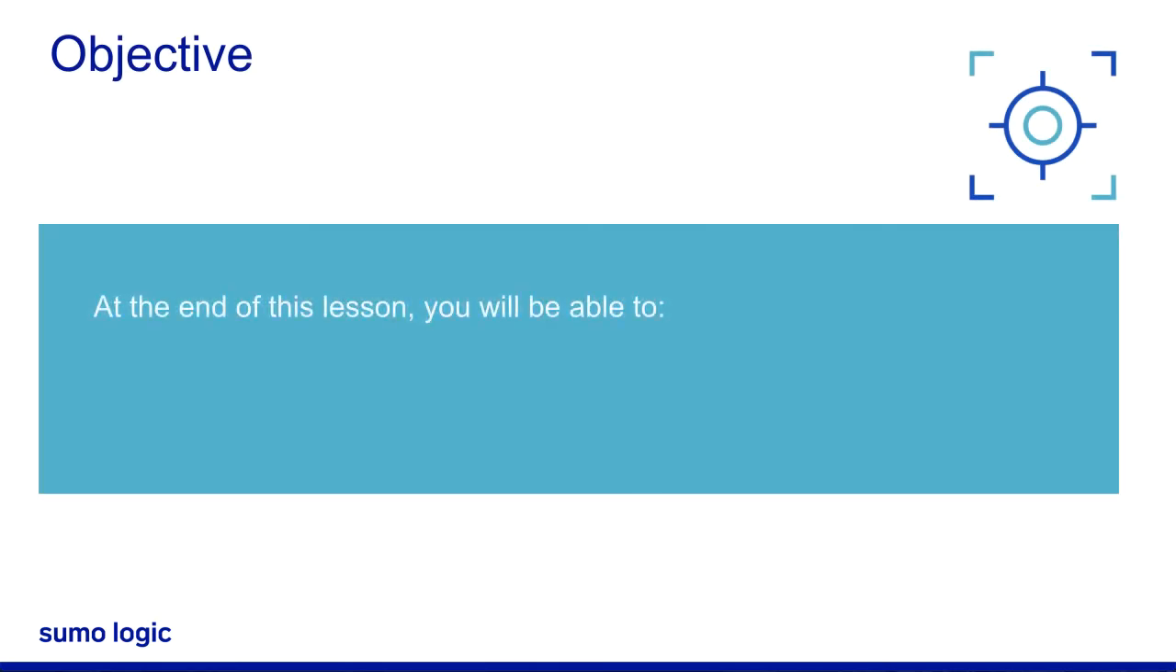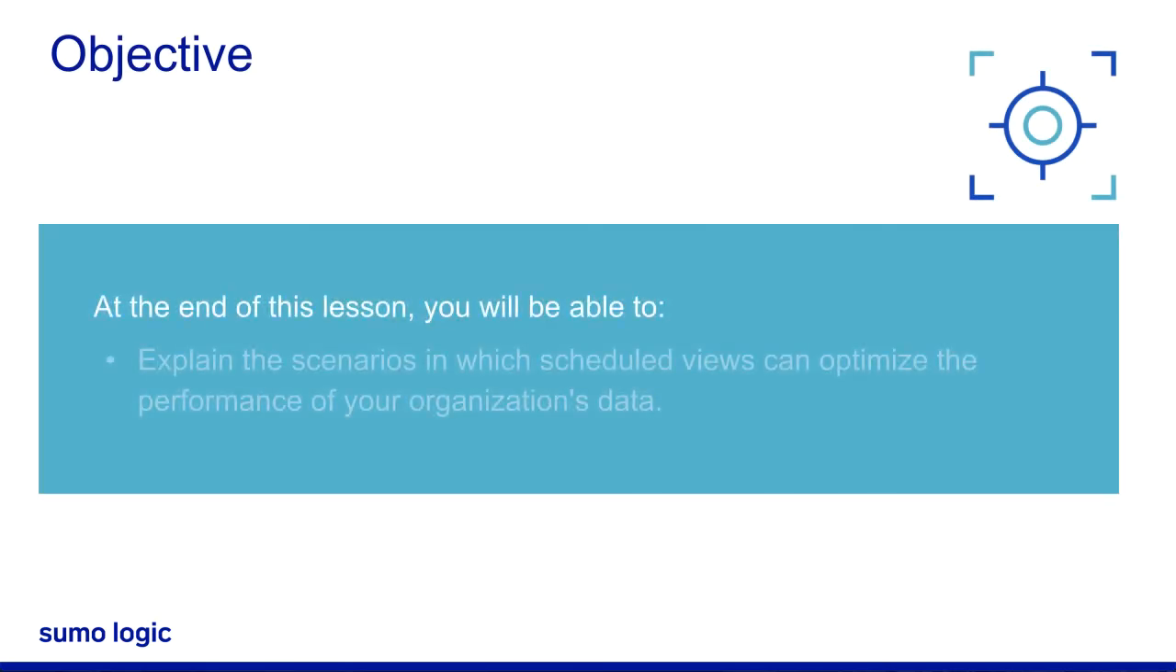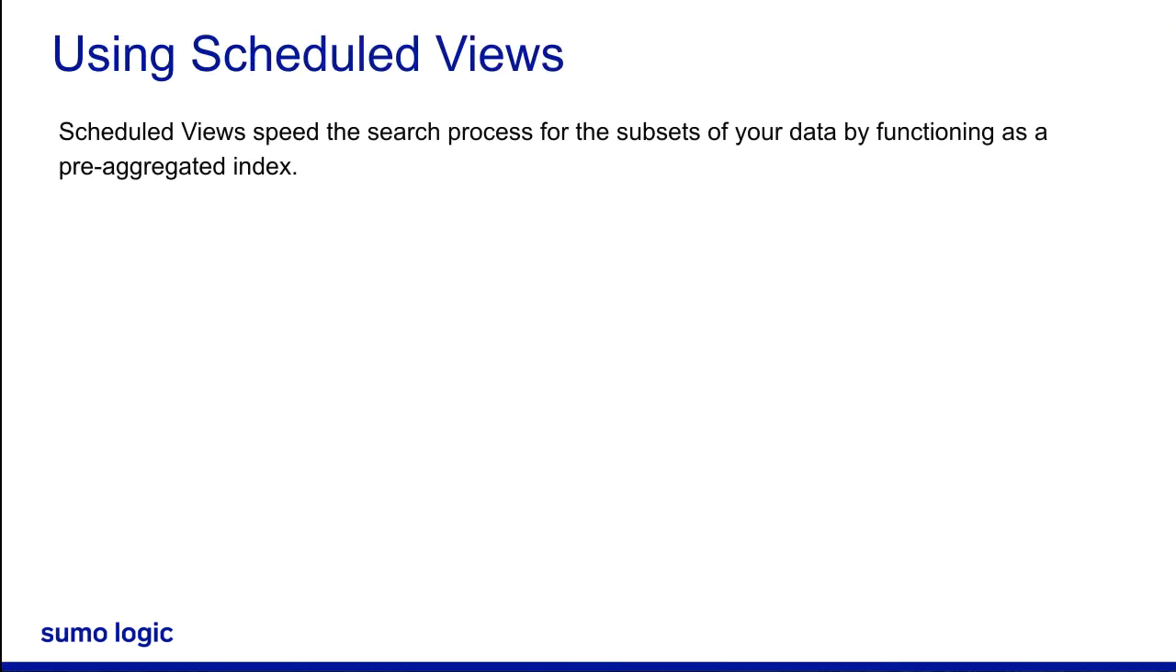At the end of this lesson, you will be able to explain the scenarios in which scheduled views can optimize the performance of your organization's data. Scheduled views speed the search process for subsets of your data by functioning as a pre-aggregated index. They are used to optimize query performance in very specific use cases.